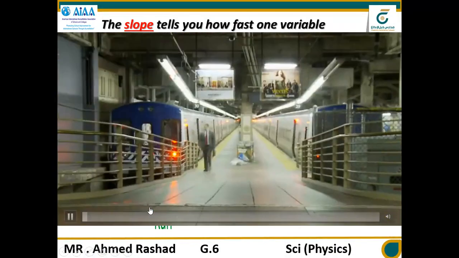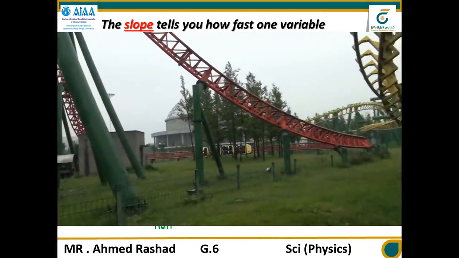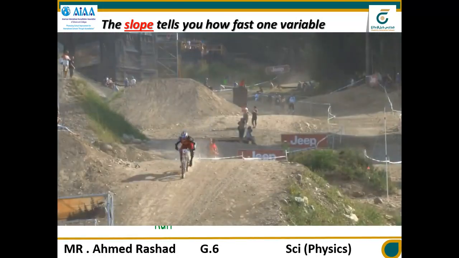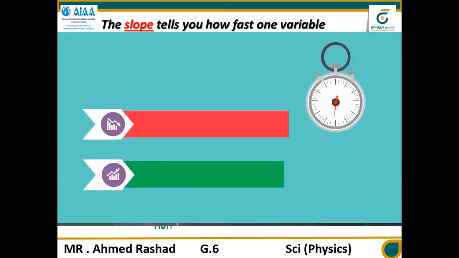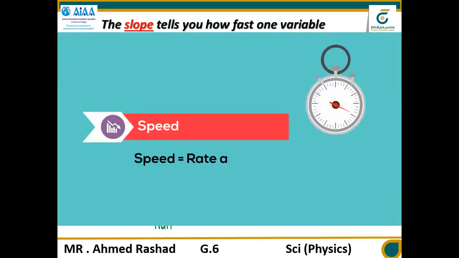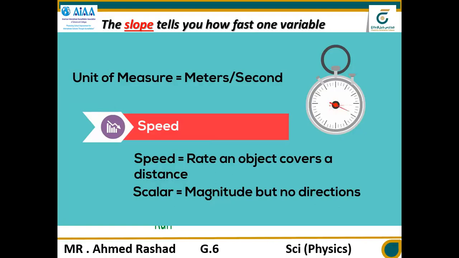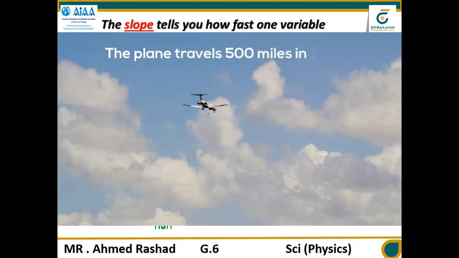Motion and movement is all around us. It may be people at a crowded train station, a roller coaster, or someone hitting a jump on a dock. Two ways you can measure motion or movement are speed and velocity. Speed is the rate at which an object covers a distance. It is considered a scalar measurement, which means it measures magnitude but not direction. The unit of measure for speed is meters per second, but you also may see it as miles per hour or kilometers per hour. For example, this plane can travel 500 miles in an hour.